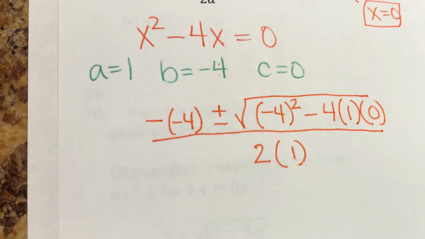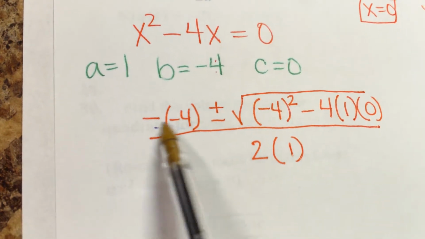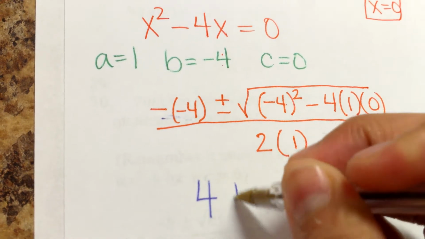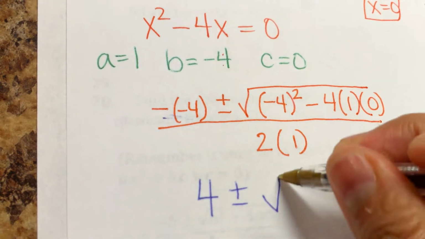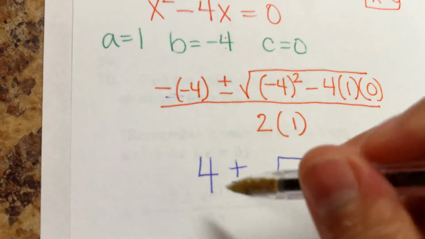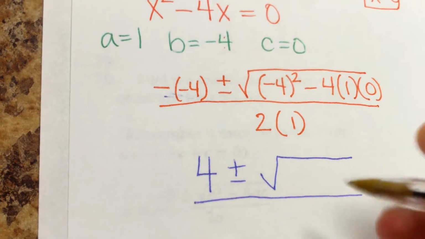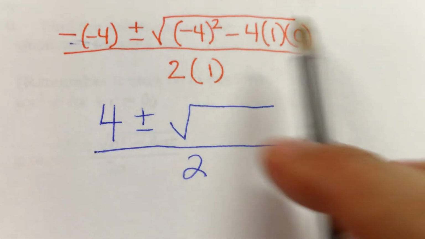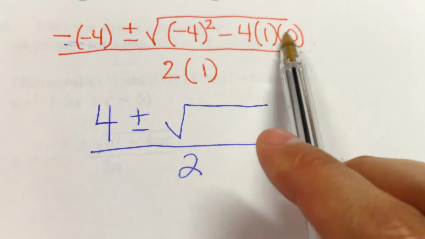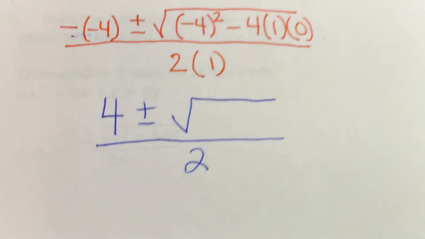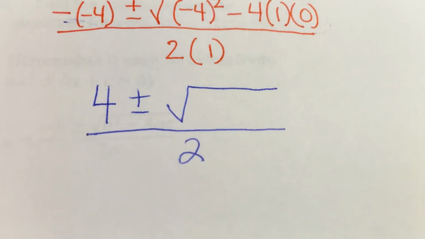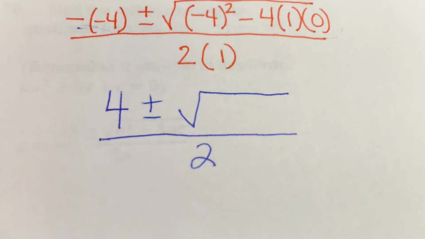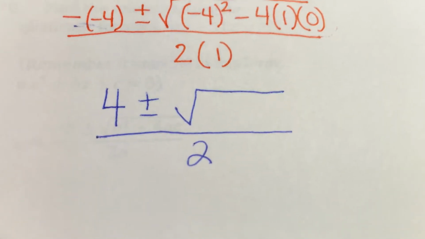Let's go ahead and simplify it a bit. What happens when you have two negatives here? They become a positive. So you have a positive 4 plus or minus the square root. We're going to figure out the square root in a bit. All over 2 times 1, 2. So let's go ahead and find the discriminant. The discriminant is the stuff inside the square root. So we're going to plug in the discriminant. Remember to plug in the parentheses, and the little square goes on the outside.